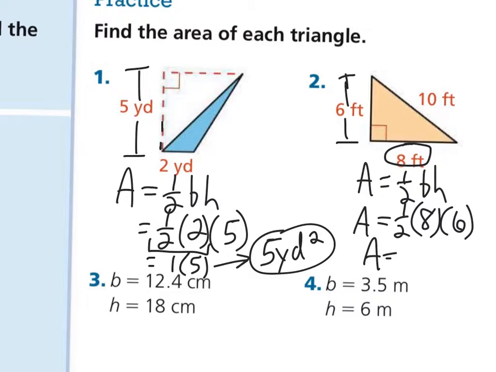So once again, we happen to have an even number here. So if you want half of 8 is 4, and then 4 times 6 is 24. So 24 square feet would be the area of the triangle.